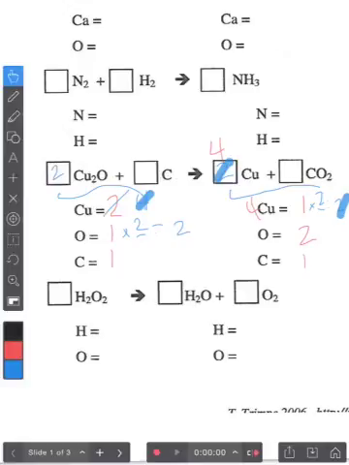And now, again, I didn't put a coefficient here, so my oxygen stays at 2, and my carbon stays at 1. So there, I have a balanced equation.